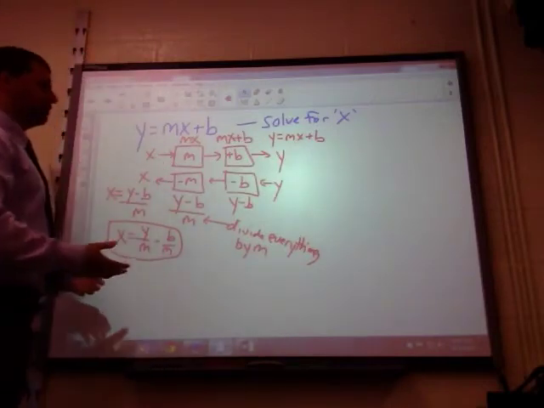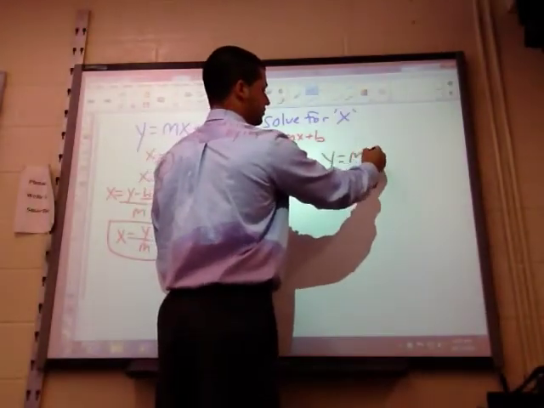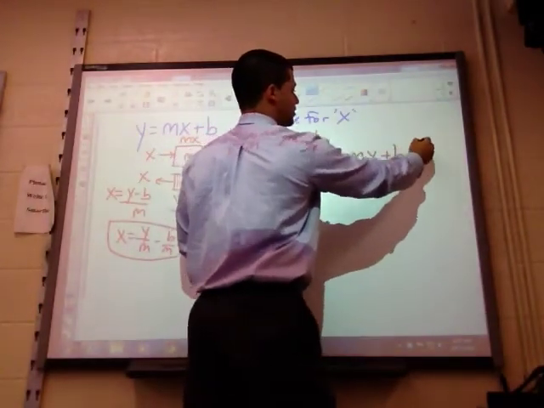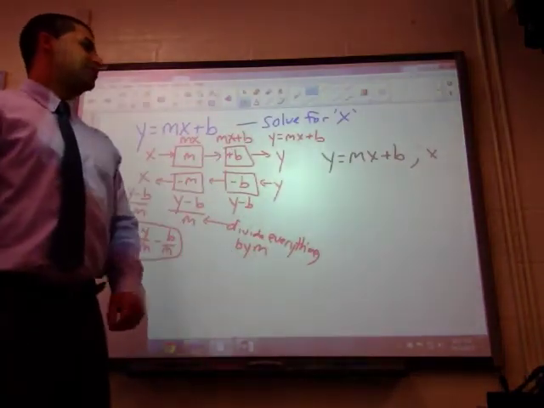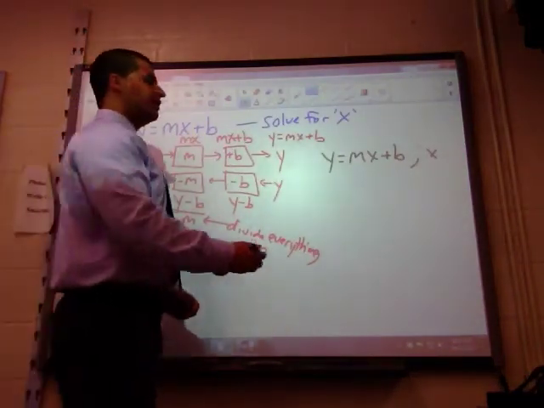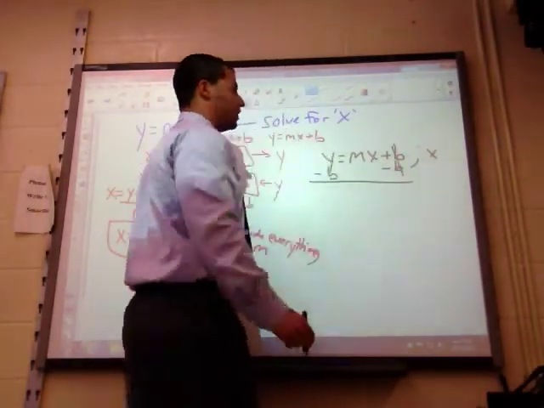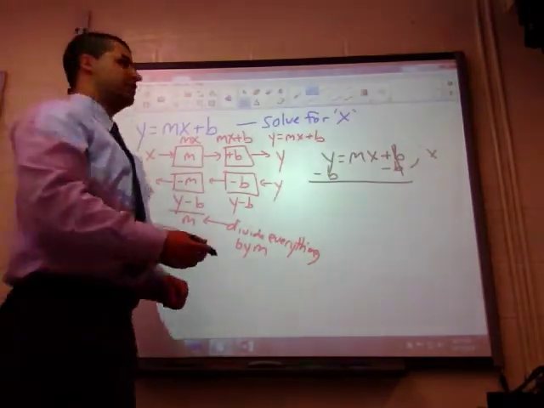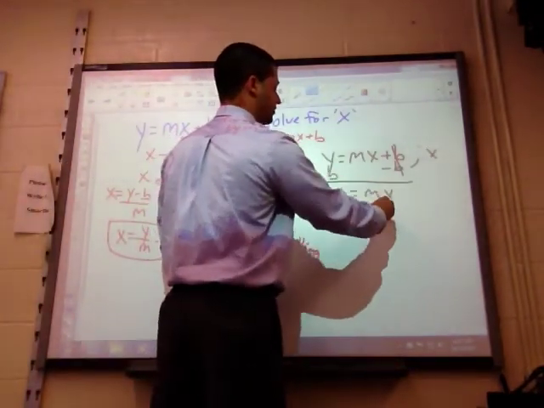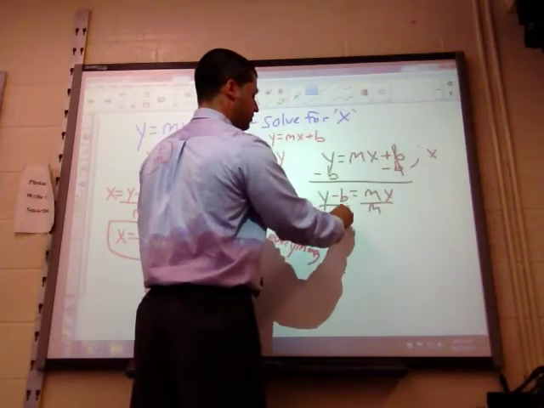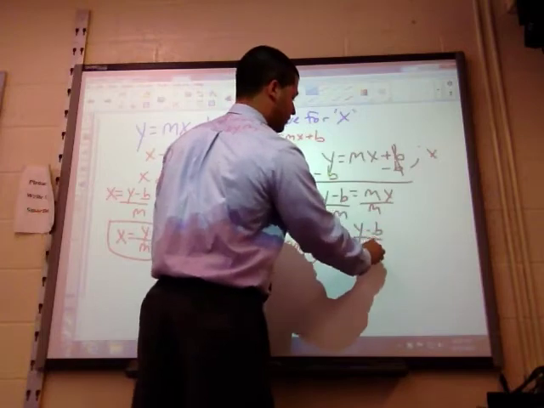So, let's try this a different way. Say I just gave you y equals mx plus b, told you to solve for x, and you just don't like flowcharts. Let's solve for x without using a flowchart. So we have to move the furthest thing away first, subtract b. Just like we would any other problem, where we would do subtraction first, and then our multiplication and division second. So y minus b equals mx. Divide by m. You get x equals y minus b over m.